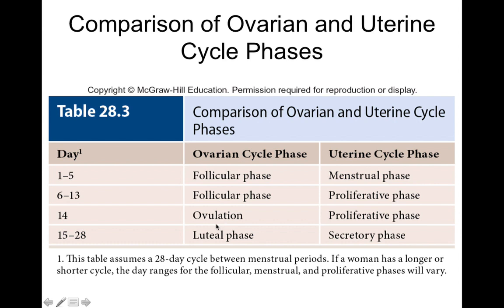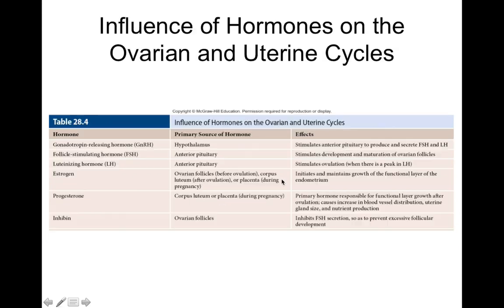So at ovulation, the follicular cells stop secreting as much estrogen, and they start turning into cells called corpus luteum, which then secretes a lot of progesterone instead. And that progesterone starts to initiate growth of this endometrium even thicker, which begins the secretory phase. And that occurs while the corpus luteum is secreting that, which is why we call it the luteal phase. So these coincide. Now, there are some different hormones that influence the uterine and ovarian cycles.